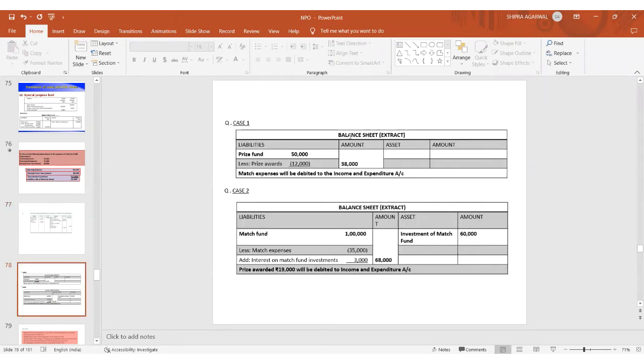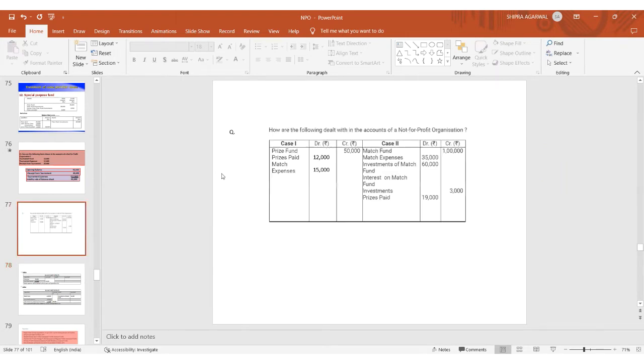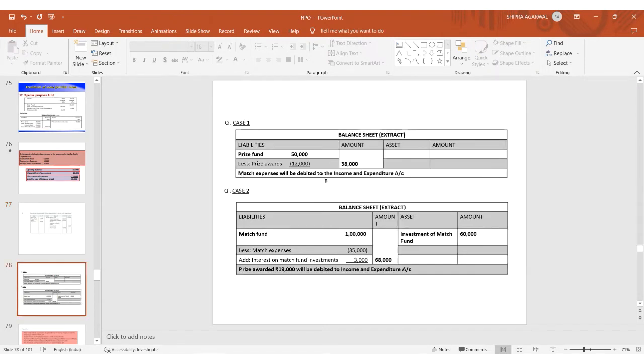Now, if I talk about the first one, the prize fund is given to me as 50,000, and there are expenses related to prize awards, that is 20,000. So this 38,000 will be shown over here, right? And match expenses will be debited to the income and expenditure account. Reason being, match expenses are not related to the prize. Prize fund and prizes paid are related to one head, that is prize fund, but match expenses are another set of expenses for which there is no specific fund. And if there is no specific fund, that is to be shown in the income and expenditure account.